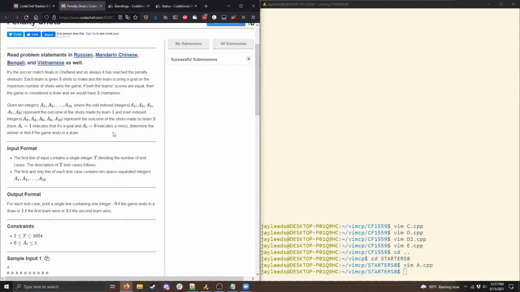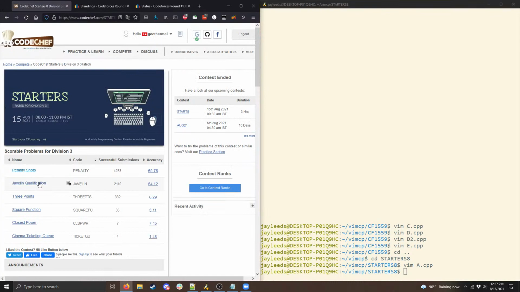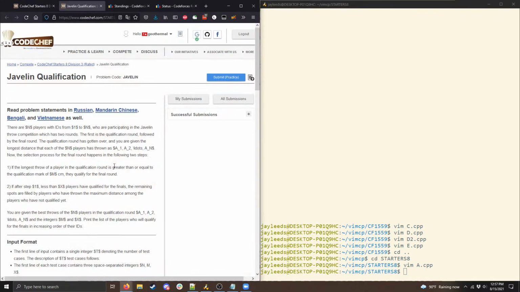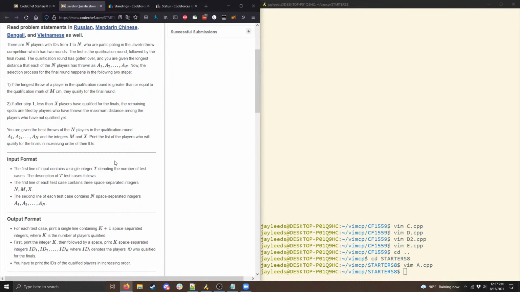Okay, so the next problem is javelin qualification. We've got N players who are competing in a javelin competition. We are given the longest distance that each of the N players threw. Any player who threw at least M centimeters will advance to the final round.